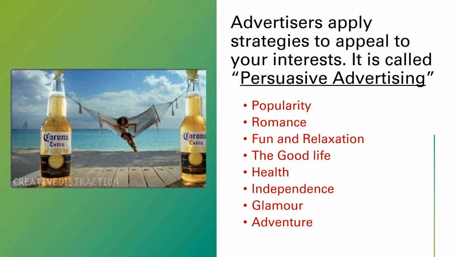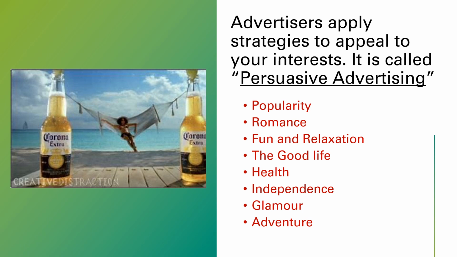So the advertisers apply strategies to appeal to your interests. So this is called persuasive advertising. And the advertisers use marketing tactics to persuade us to buy or use a product, so the product that they're trying to sell. So these are some of the tactics below that I listed here. So the first one is popularity. Their tactic is to show the consumer that using the product or brand will make you popular. Next one is romance. The product or brand will bring you love or make you look more appealing.